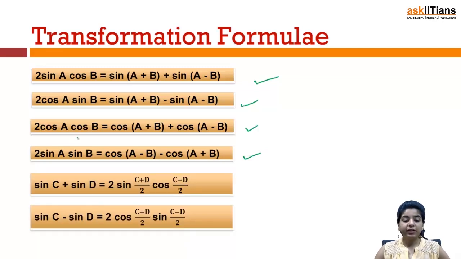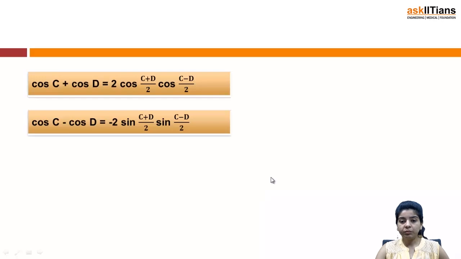Now we have sin c plus sin d and sin c minus sin d, very important formulae. Sin c plus sin d is equal to 2 sin((c plus d) by 2) cos((c minus d) by 2), while sin c minus sin d is equal to 2 cos((c plus d) by 2) sin((c minus d) by 2). Then we have cos c plus cos d and cos c minus cos d. Cos c plus cos d is 2 cos((c plus d) by 2) cos((c minus d) by 2), and cos c minus cos d is minus 2 sin((c plus d) by 2) sin((c minus d) by 2). Just remember this. Students often get confused in this formula.